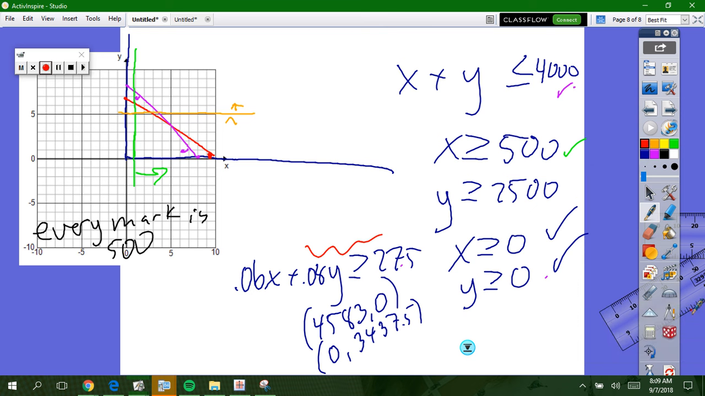Okay, if I plug 0, 0 into this, does that work? Is 0 plus 0 greater than 275? No, so I'm on this side of the red, that side of the purple, this side of the green, and that side. So you guys see it? This region, right, that's my shaded region.